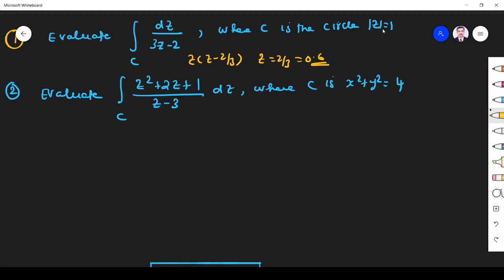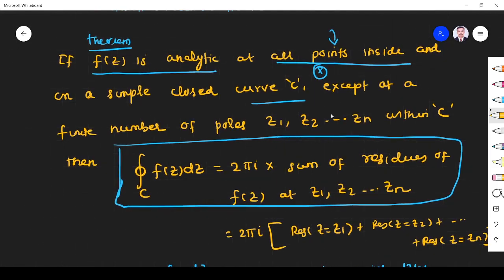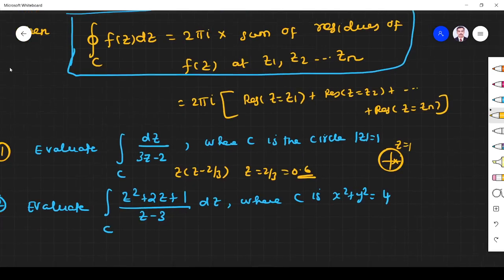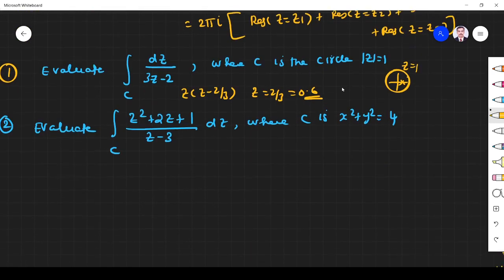0.6 lies inside the circle |z| equal to 1. Here what we get is z is equal to 0.6. The pole at 0.6, so we can get 0.6 inside the circle. As per the residue theorem, all the points z1, z2 should lie inside the curve. So here the curve is a circle. So z is equal to 0.6, and 0.6 lies inside 1. So we can apply the residue theorem.